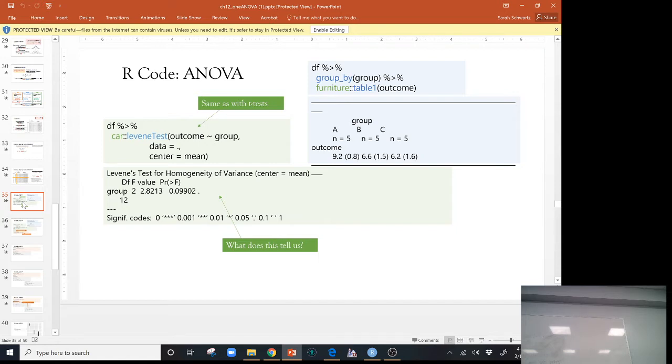But this is the way. For Levene's test, you always put your outcome or continuous variable before the tilde and your categorical grouping variable after the tilde. It's important that you get that order right. data equals dot, why the dot? That's where the data set flows in. And center equals mean. I don't know why that's not the default.